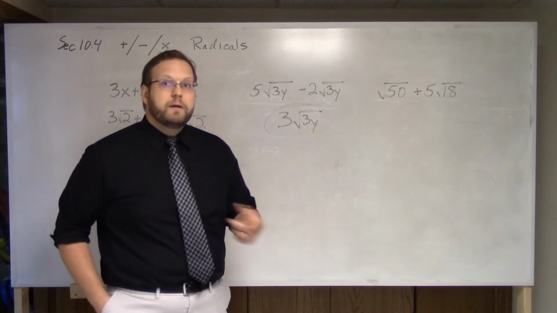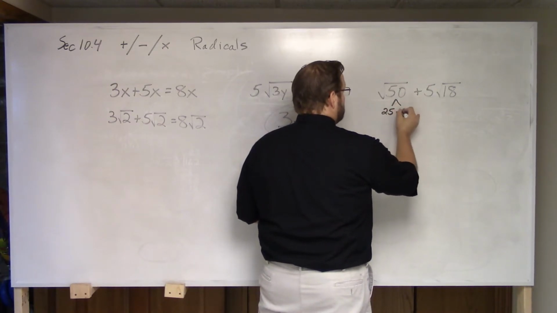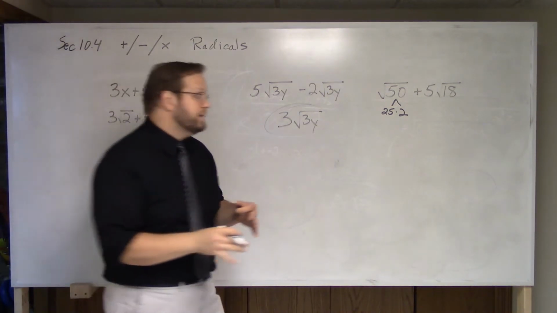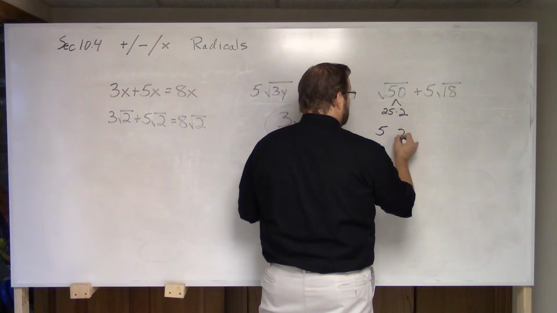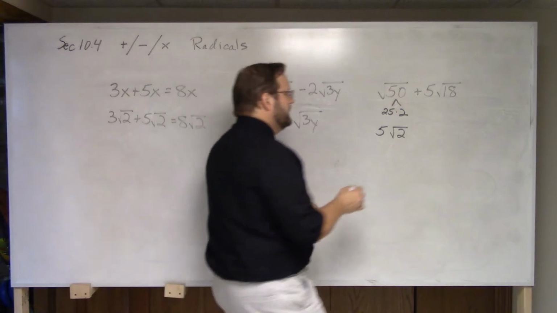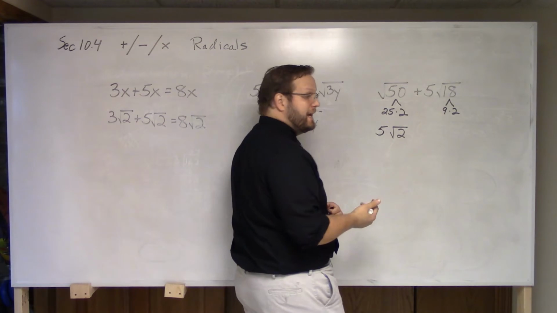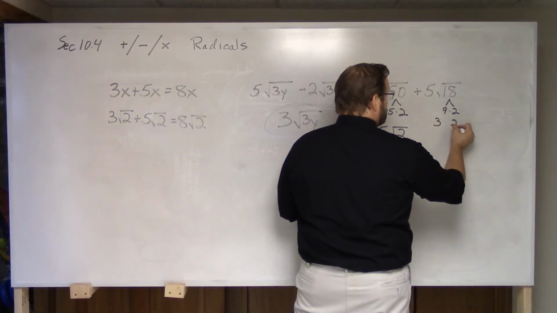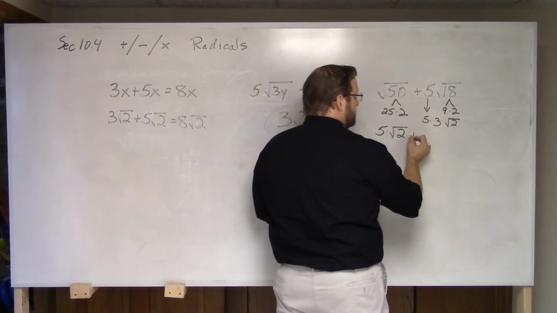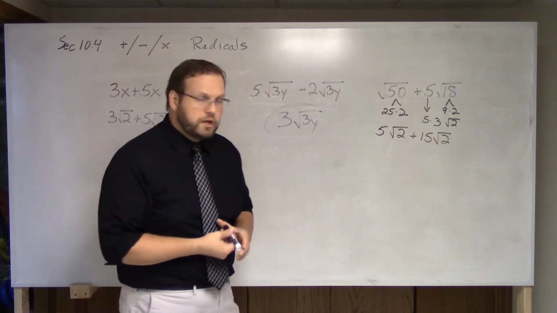But with a radical, 50 can be thought of as 25 times 2. That changes things now, because we can simplify the radical to read square root of 25 is 5, square root of 2 is square root of 2. What about that 18? 18 is a 9 times 2, square root of 9 is 3, and then square root of 2. Now don't forget, we still have this 5 sitting out in front. So 5 times 3 is 15 root 2.